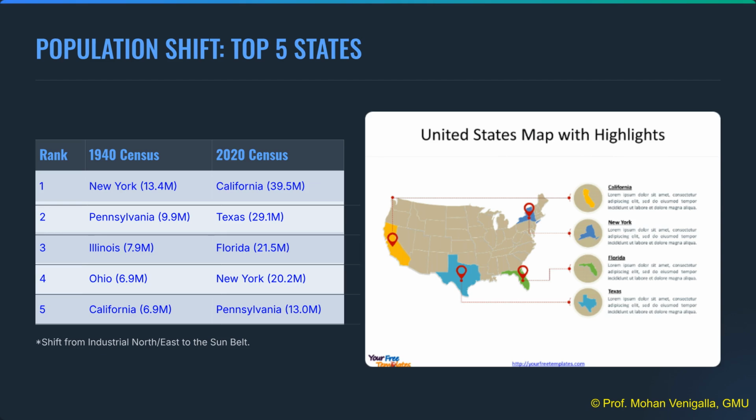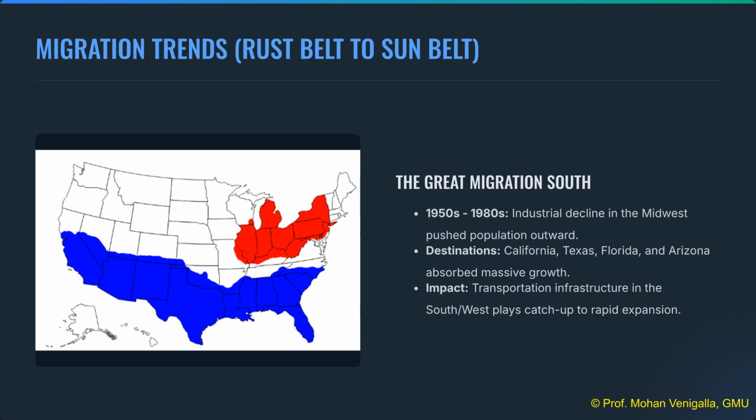By 2010, the list had changed to California, Texas, New York, Florida, and Illinois. The 2020 census further solidifies this trend, with Florida now at number 3 and New York at number 4. This great migration south occurred between the 1950s and 1980s, driven by industrial decline in the Midwest. This population shift from the Rust Belt to the Sun Belt saw massive growth absorbed by states like California, Texas, Florida, and Arizona. The rapid expansion of population into the South and West significantly impacted the region, requiring transportation infrastructure to play catch-up to the sudden and widespread growth.